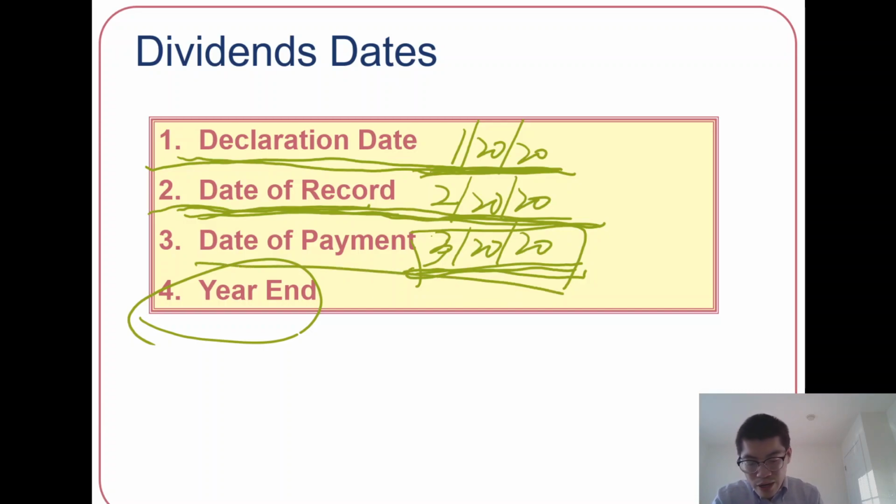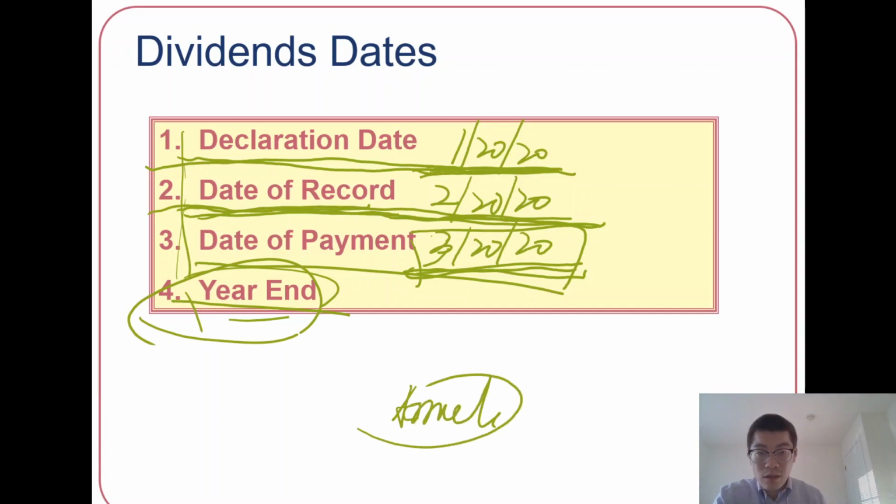Okay, so when it comes to the year end, if the year end falls between any two of these three dates, then our accounting treatment is going to be a little bit different. That is because we have to use the accrual accounting basis, right? Accrual accounting basis.